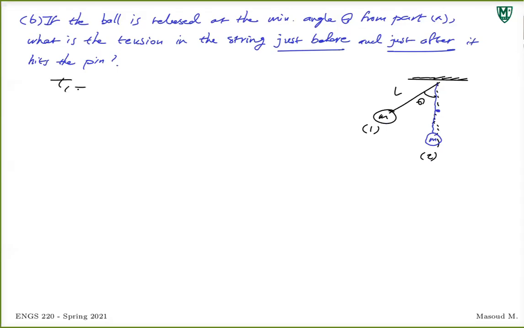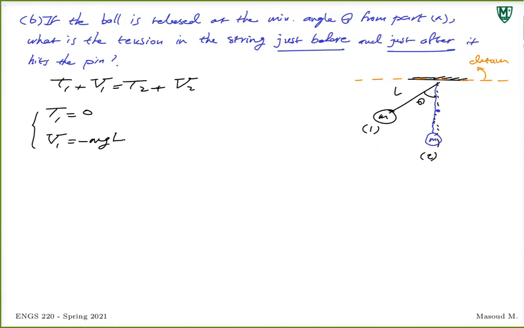T1 plus V1 is equal to T2 plus V2. Position 1 is a release from rest, same story as previous part A, so there's nothing new there. V1 is, if I take this as, again, 0 potential, my datum for potential, minus mgL cosine theta. Same story. Below, so it's negative.